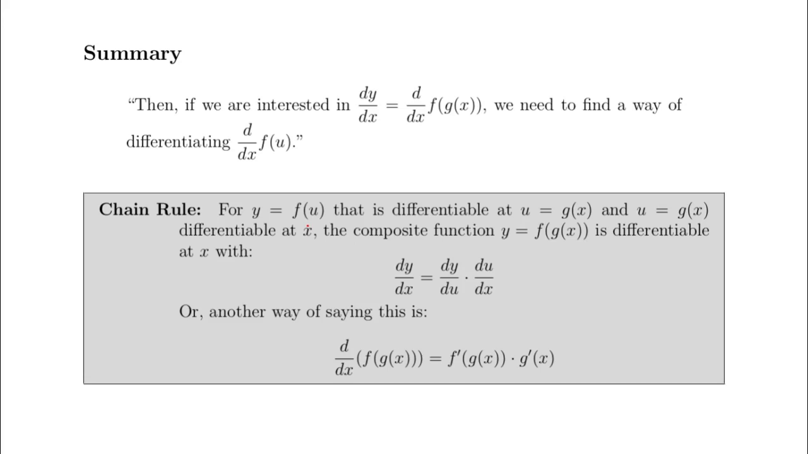That's what our chain rule is going to say. For y equals f of u, that's differentiable at u equals g of x, and u equals g of x is differentiable at x, so basically everything is differentiable where it needs to be, the composite function is differentiable at x with the derivative of y being dy over du times du over dx. The derivative of y with regard to this intermediate variable u, multiplied by the derivative of u with regard to x. That's our link. That's what the chain rule says.